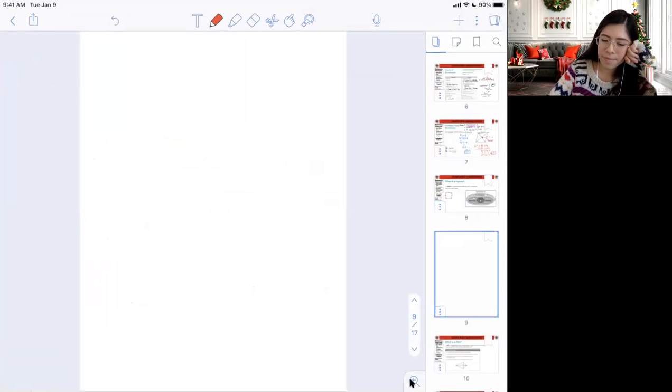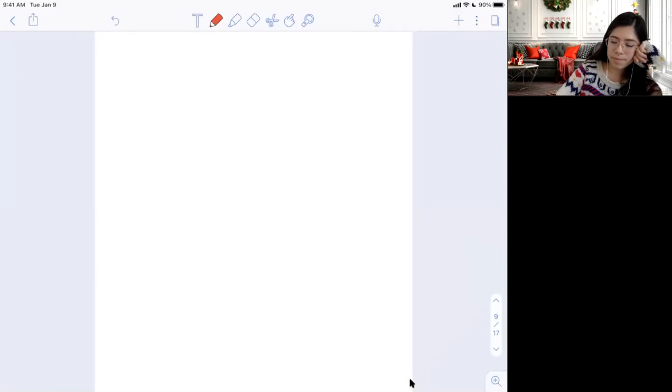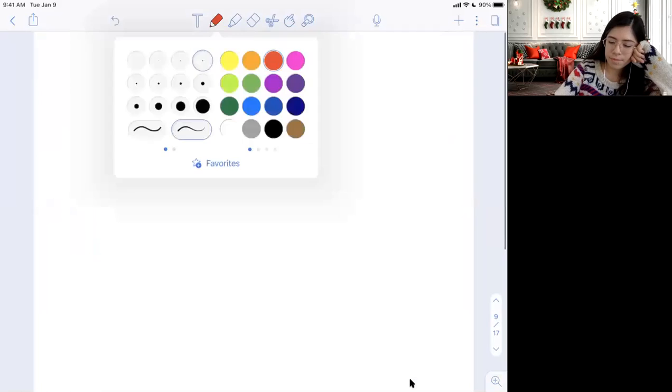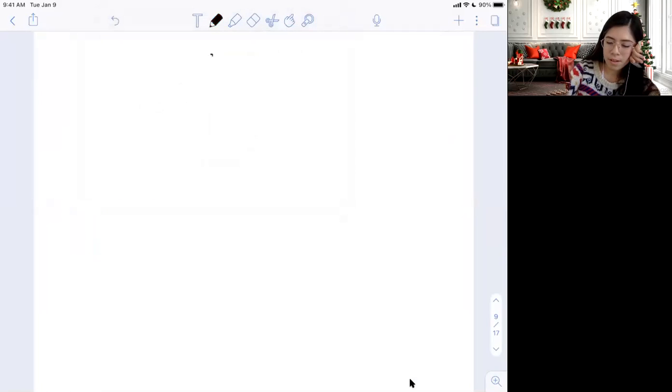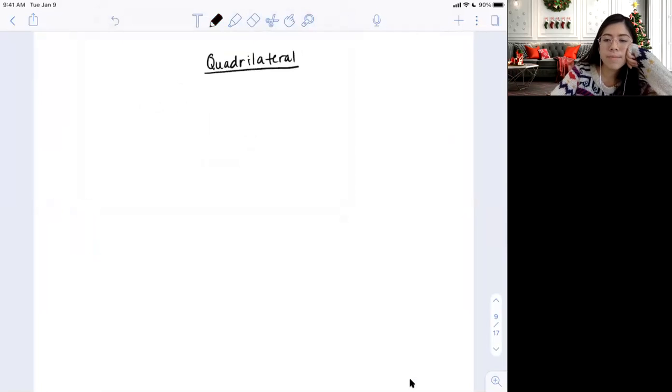Okay. All right, so now I'm going to do one more little diagram that we'll just do together. So we've got quadrilateral. What's the only thing that a quadrilateral has to have? It's in the name. 4 sides. 4 sides, thank you. Any shape with 4 sides is a quadrilateral.